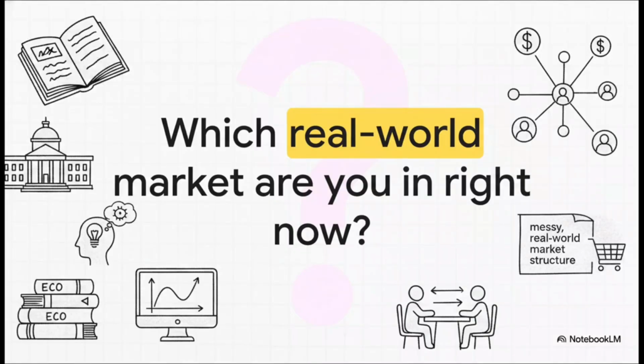But hey, before I let you get back to your studying, I want to leave you with a thought. Economics isn't just something that lives in textbooks. It's literally everywhere around you. If perfect competition and pure monopoly are mostly just theoretical extremes, think about the universities, the tutoring services, and the textbook publishers you interact with every single day. Which messy, real-world market structure are you participating in right now as a student?